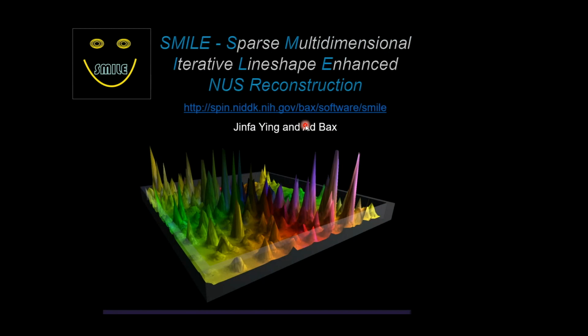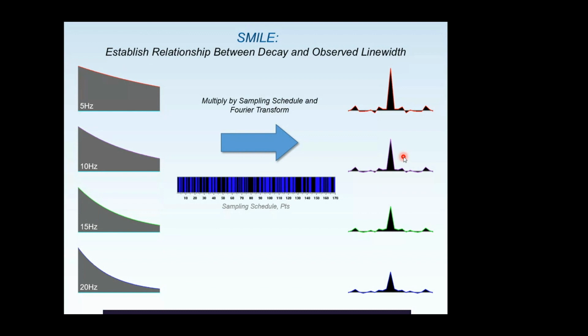The next thing I'd like to do is talk about another more recent reconstruction technique that was introduced by our colleagues at the NIH called SMILE, an algorithm devised by our colleague Jin Fa Ying and Ed Bax's group. Unlike IST, SMILE is a parametric method of reconstructing non-uniformly sampled data. As we mentioned before, in a Fourier transform spectrum, we get some line width that's characteristic not only of the underlying decay in the data, but also of the sampling schedule that we use.